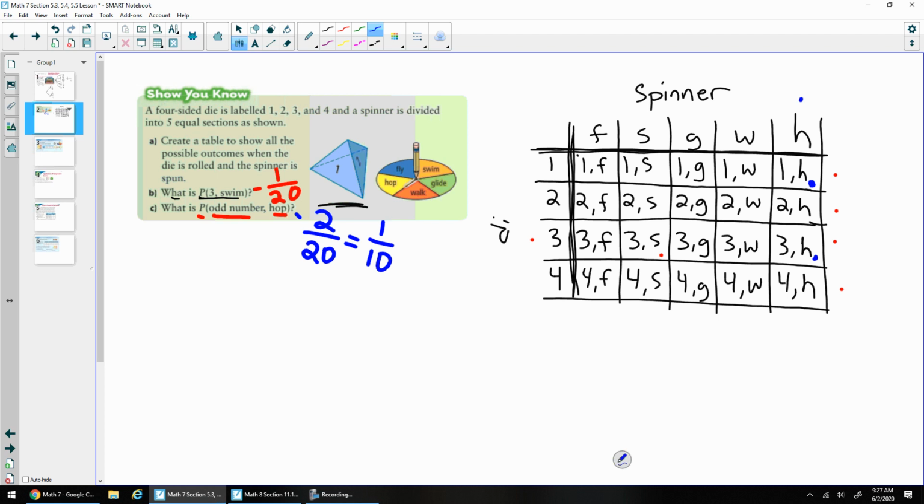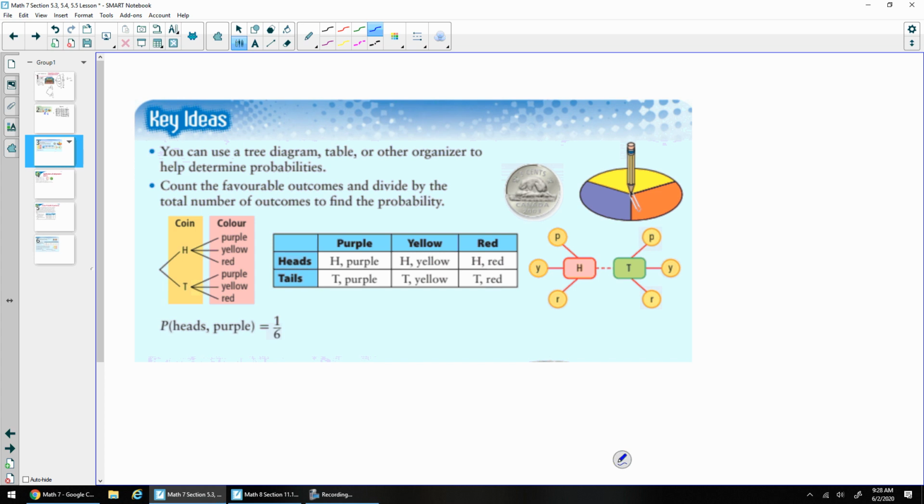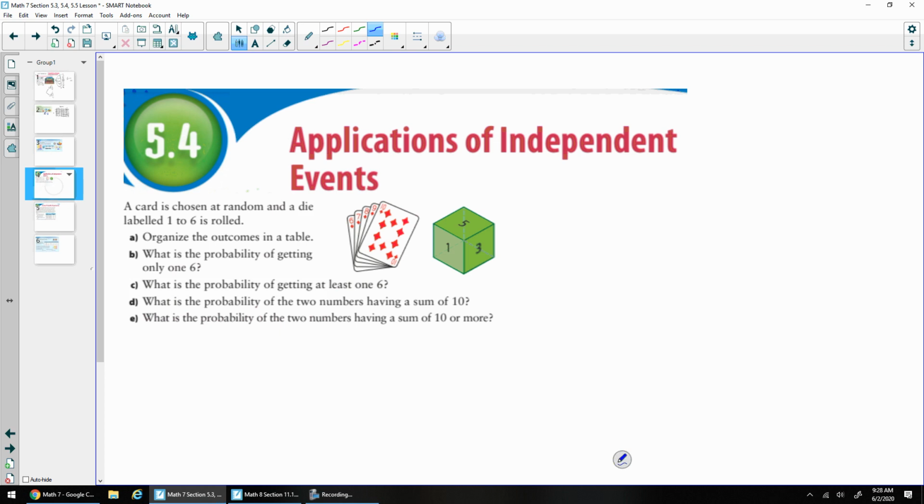Okay, so just key ideas of that section 5.3. You can use a tree diagram, a table or other organizer to help determine the probabilities. So you count the favorable outcomes and divide by the total number of outcomes to find the probability, something we've already been doing. Here's what the tree diagram looks like. Here is a nice neat table. And here they did another type of organizer, like a web organizer of the possible outcomes. So that works too.